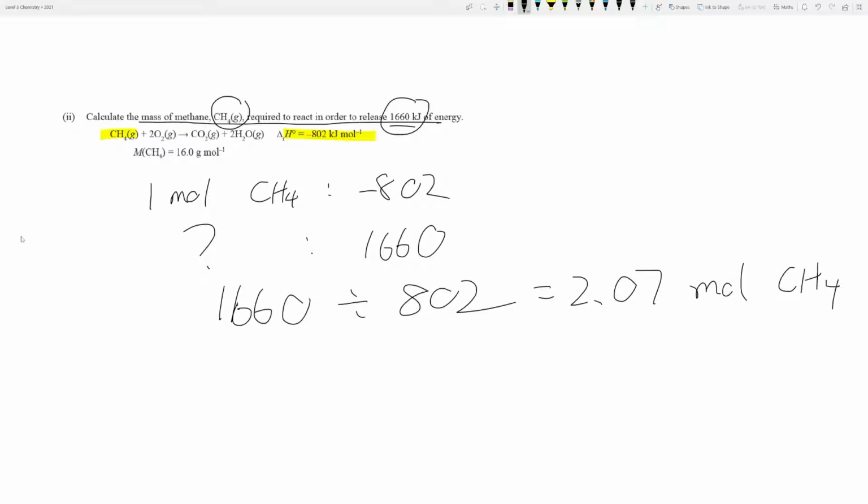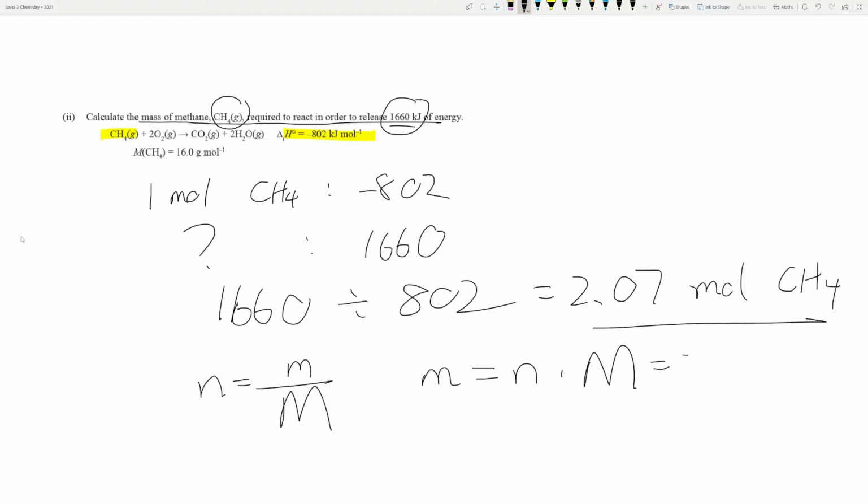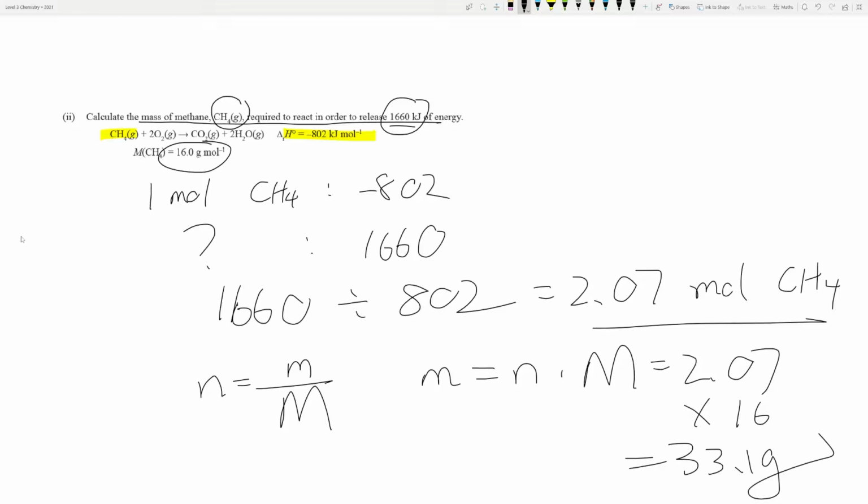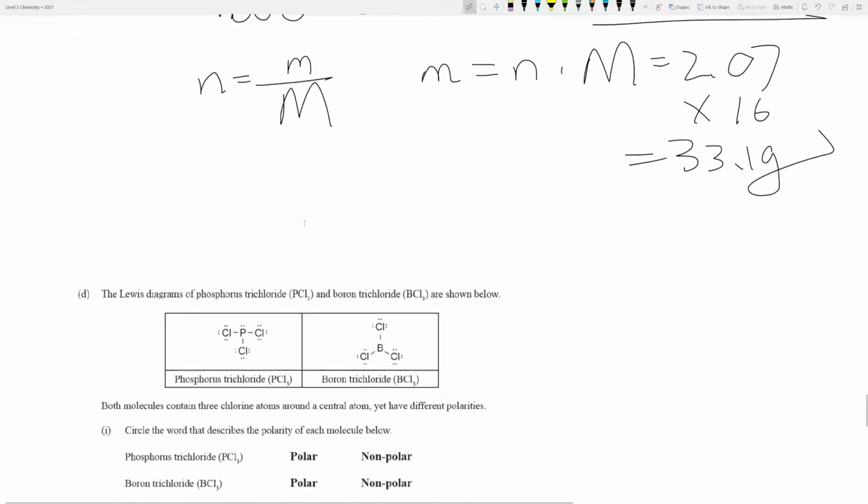Okay, so how many grams is 2.07? So n equals small m divided by big M, so m equals n times big M. So it's 2.07 times 16, 33.1 grams. Here's what I meant again. You see this number, this number, this number. Every number that you've been given was used once. So there you go.